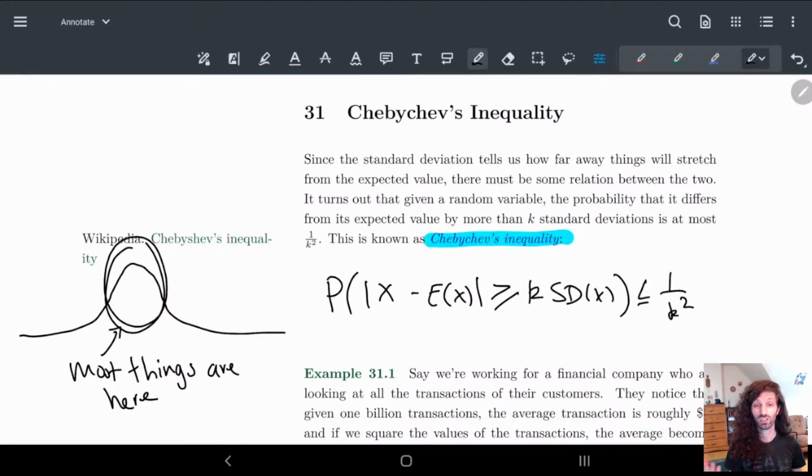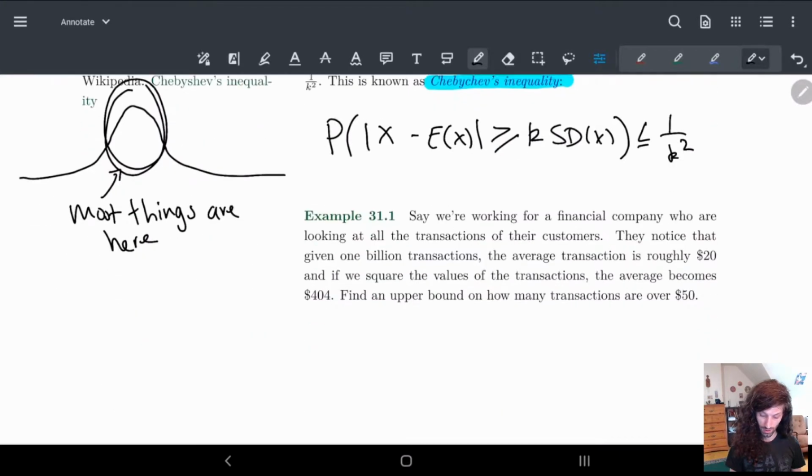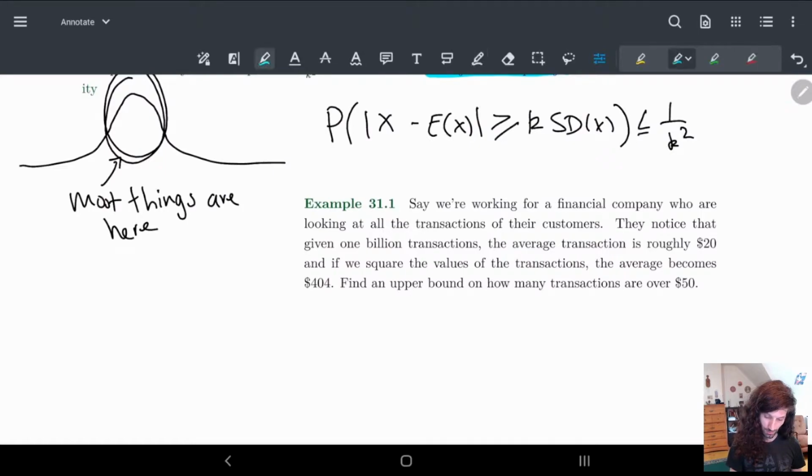We're just going to jump right away and look at an example. We're working at a financial company today, and here we're looking at all the transactions of all your customers. You have a ton of transactions and you want to double check that everything's okay. You notice that you've had 1 billion transactions, and the average transaction is roughly $20.